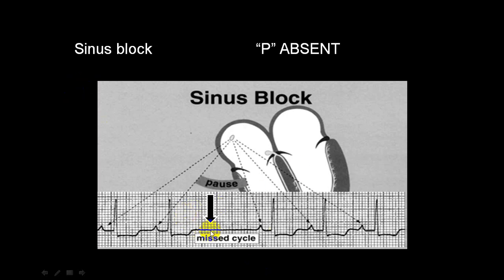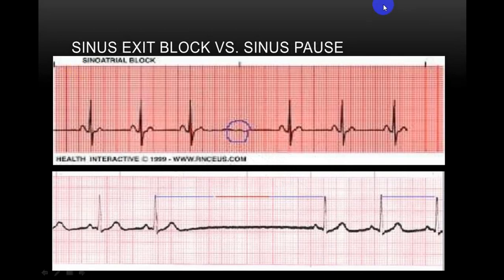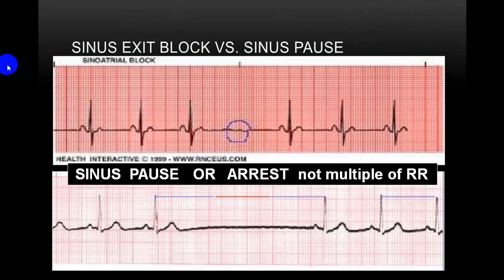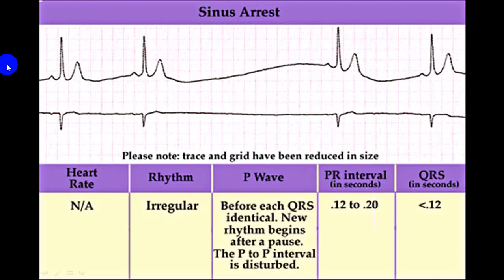Same thing. You can see here there is no PQRST. Hence, the sinus node generates the impulse but it does not come out to activate the atrium. Then this is called sinus block, or sinoatrial block. And when you get a long pause and there is no PQRST and this interval is not a multiple of RR, it is usually common in case of a sinus arrest.